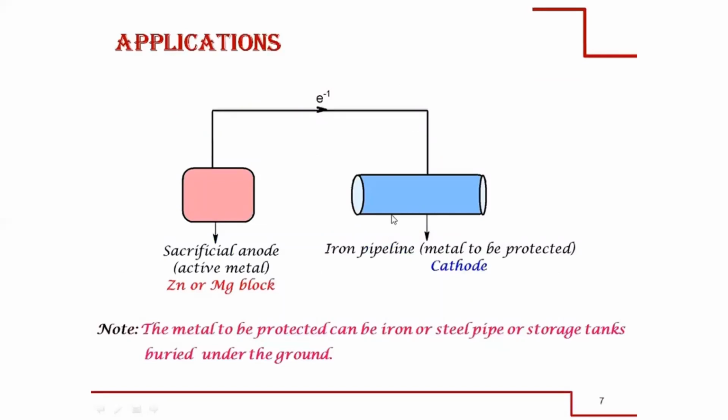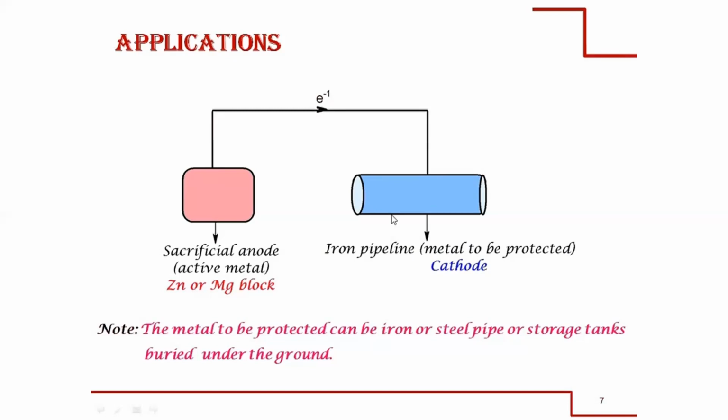In this method, our aim is to protect the metal object from corrosion. The metal to be protected may be an iron pipeline, steel pipeline, or storage tank. We are considering that this iron pipe is buried under the ground. Now, we need to identify the more active metal from the electrochemical series. Zinc, magnesium, and aluminum are more active than the iron pipeline. This zinc or magnesium block is also buried under the ground, near the iron pipeline, and these two metals are externally connected with a wire.